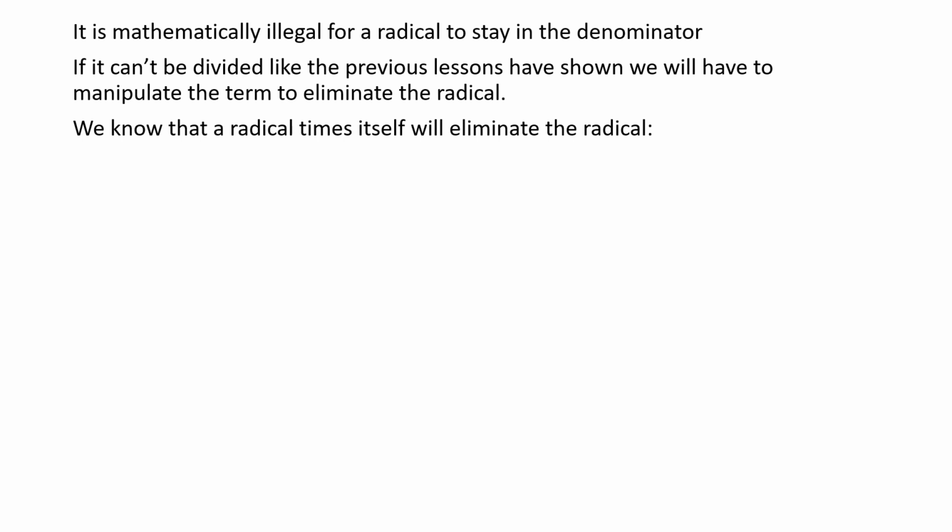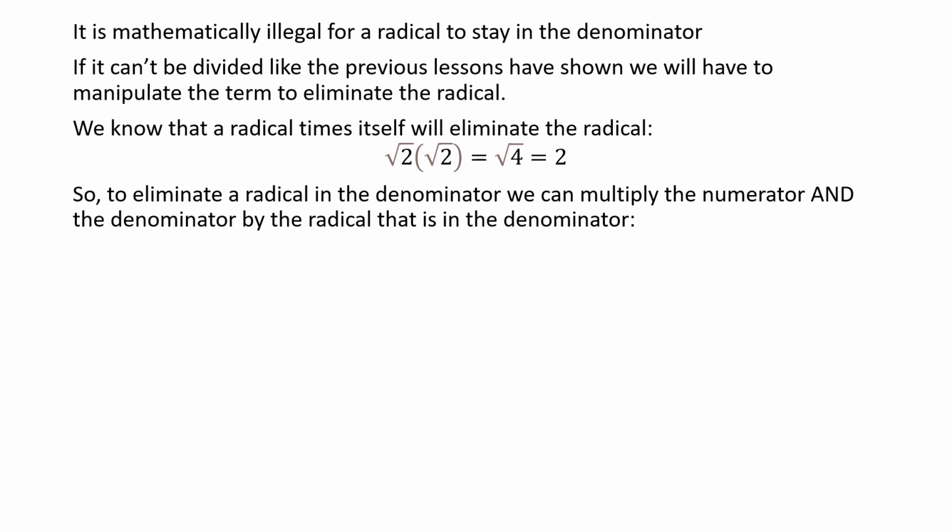And we already know that a radical times itself will eliminate the radical. Here's the example we did. The square root of 2 times the square root of 2 equals the square root of 4, which is just 2. So when we multiply a radical by itself, it is eliminated. So to eliminate the radical in the denominator, we can multiply the numerator and the denominator by the radical that's in the denominator. That's a lot of big words, so let's just do it and you can see what we're doing.